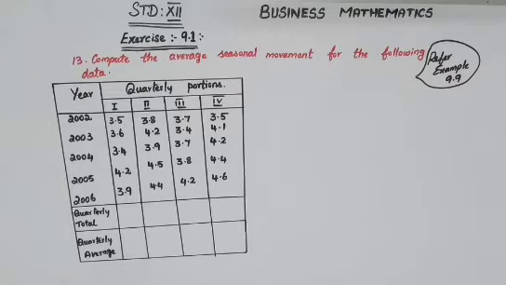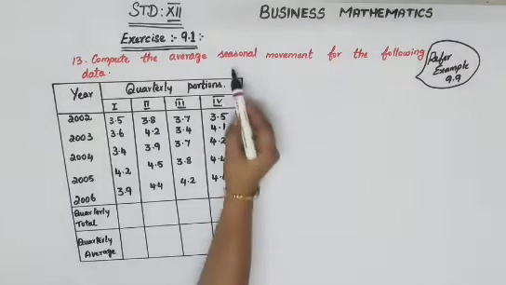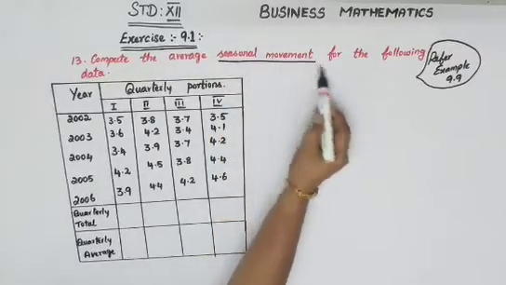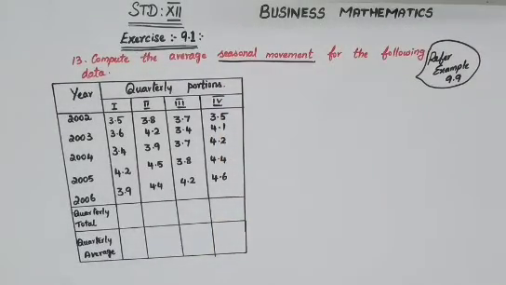Standard 12th Business Mathematics Exercise 9.1, 13th question. Compute the average seasonal movement for the following data. So here the keyword is seasonal movement or seasonal index or seasonal indexes. All these three will be there. So everything is the same question.